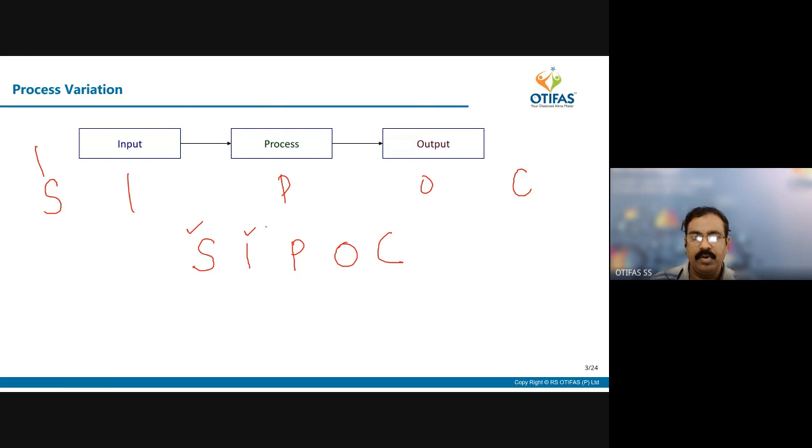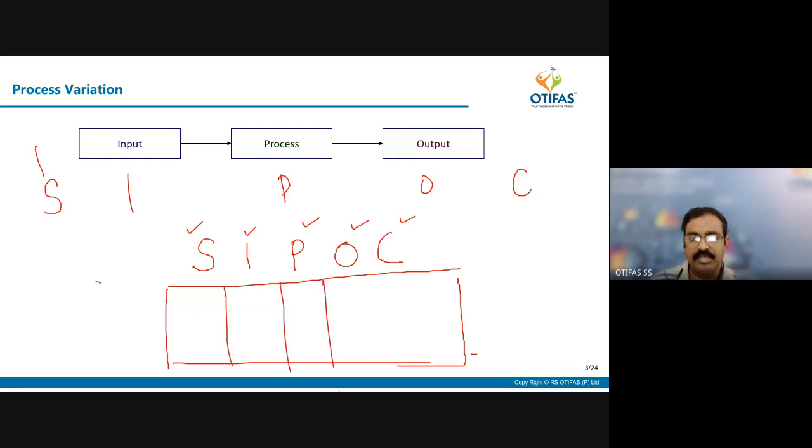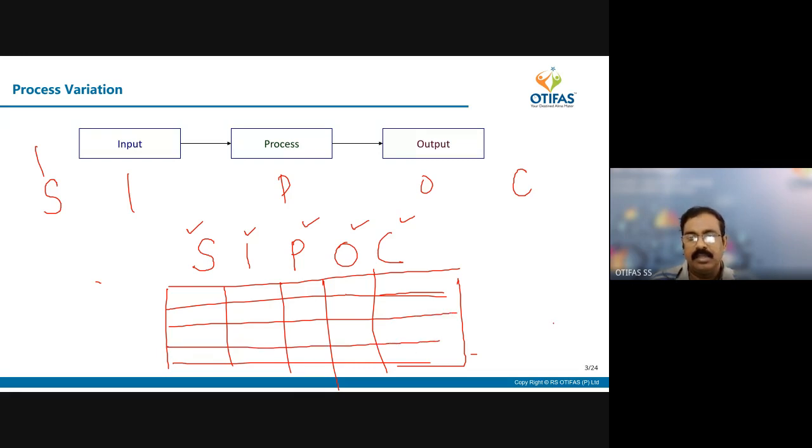Supplier, input, process, output, customer. Now, if you make it in a chart, an Excel sheet, with who are the suppliers, what are the inputs, what is the process, and who is the customer, that becomes a SIPOC. There is a SIPOC in the define phase. You have selected a problem in the define phase.